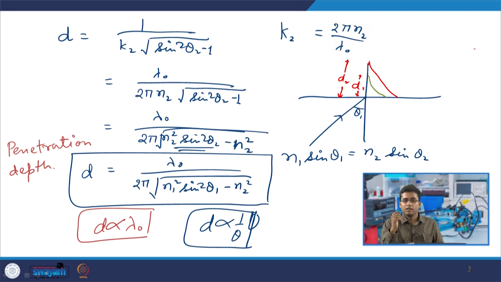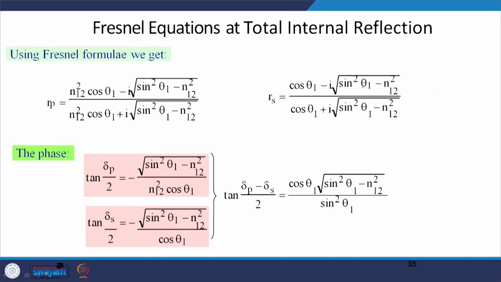So, for a smaller value of theta, when you are very close to the critical angle, you will have a large penetration depth, close to infinite. As you increase theta from the critical angle to 90 degrees, it will slowly start decreasing. Okay. So, since we have arrived here, now let us see what we can do with it.